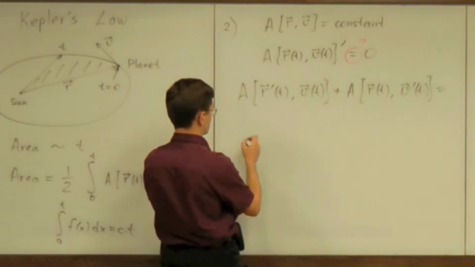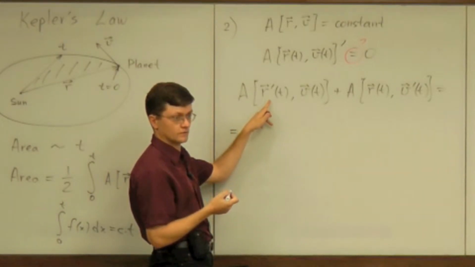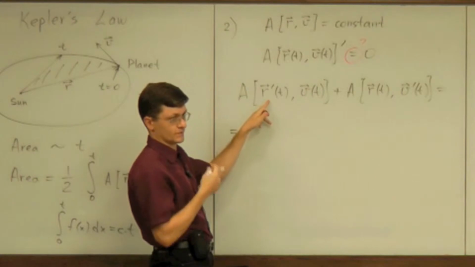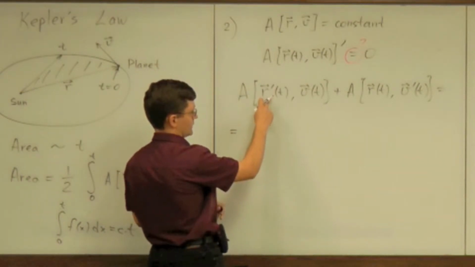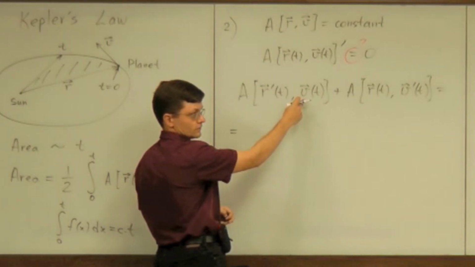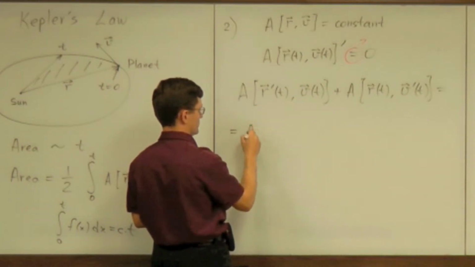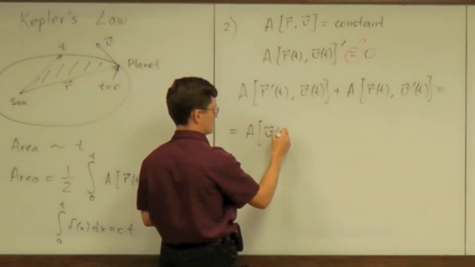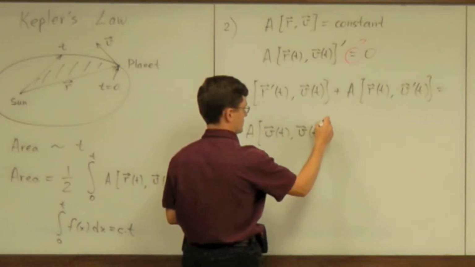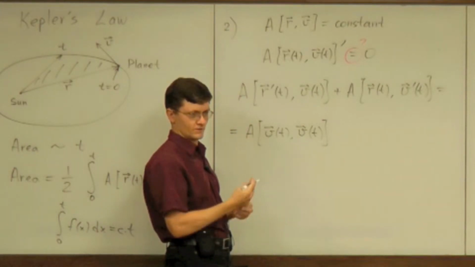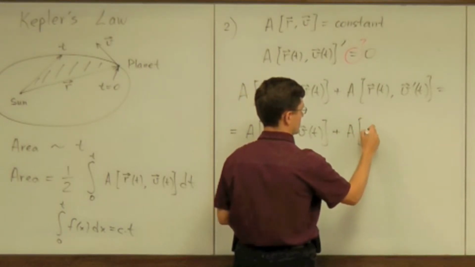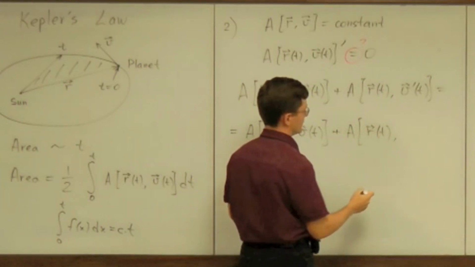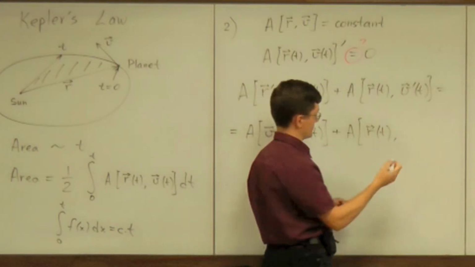So now, do you know what r prime of t is? Well, r is position. What's the derivative of position? It's velocity, isn't it? So the derivative of r is velocity, exactly that velocity used in the second place. So the first term is actually area of v of t and v of t. Doesn't it make us happy? Plus the second term is r of t in the first place, and what's v prime? What's the derivative of velocity? Acceleration. Exactly.